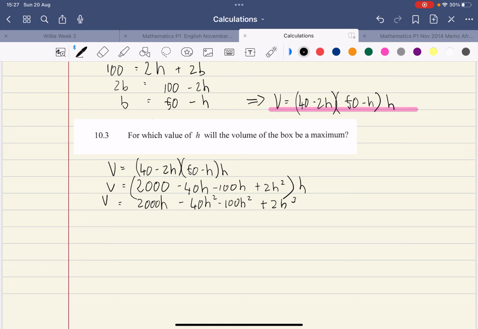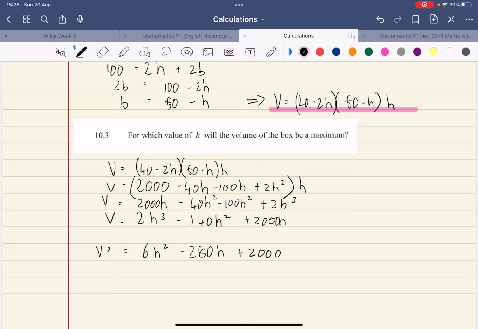And then we look at like terms, so that will be 2h cubed minus 140h squared plus 2000h. Fantastic. Now we're going to take the derivative of our expression. So that will be 6h squared, just normal derivative taking of single terms. 140 times 2 is 280, so minus 280h plus 2000.